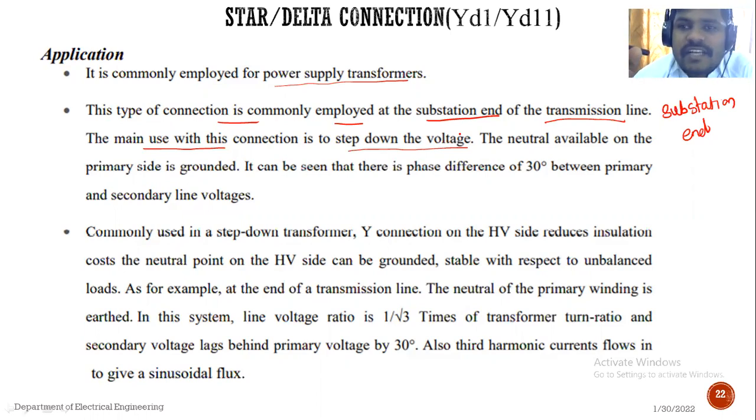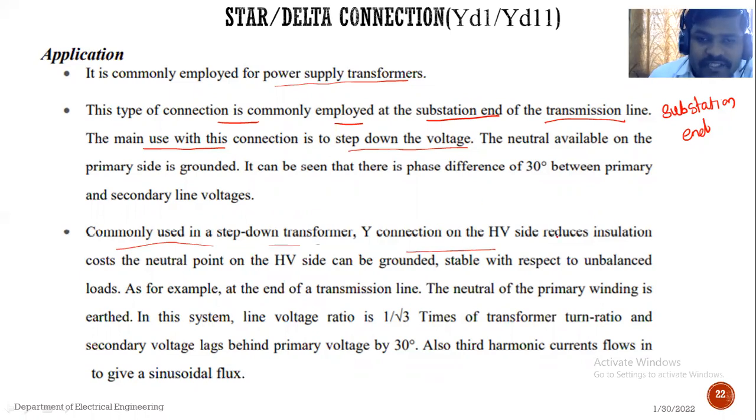Star delta connection आहे, there is a phase displacement आहे +30 -30 प्लस किंवा मायनस असेल, that is leading असेल lagging असेल, so it will be also taken into account. It can be seen that there is a phase shift, or it may be phase difference, of 30 degree between primary and secondary line voltage. Okay, commonly used in a step down transformer. Step down transformer म्हणून commonly use करतोय आपण.